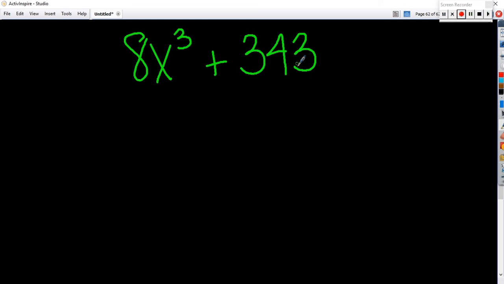Do you recognize that everybody's a perfect cube? Yes. 8 is on this list, right, Caleb? 343 is on this list.